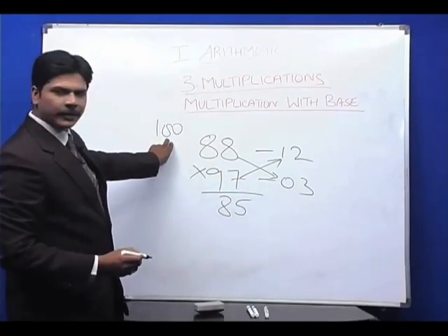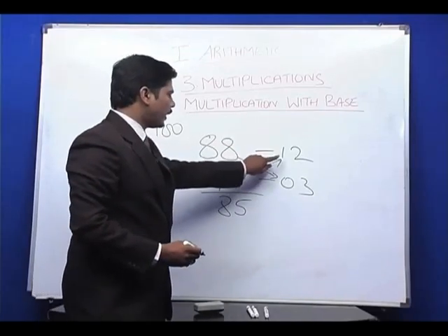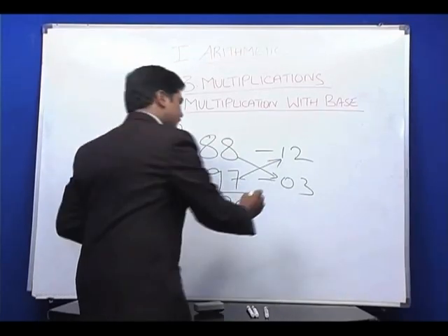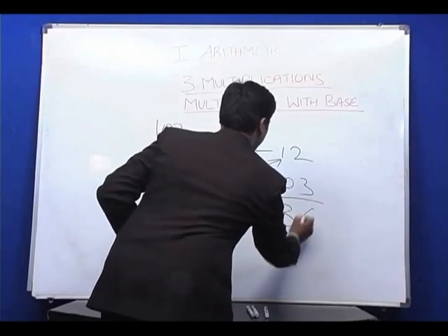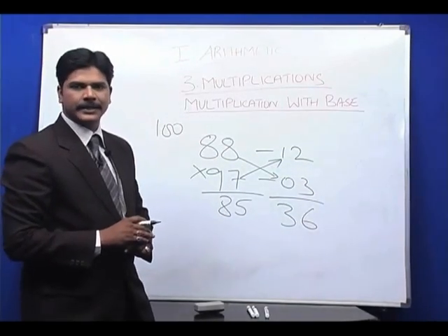Now how to get the RHS number? There should be 2 numbers in RHS. And to get the RHS number, just multiply the complements. Minus 12 times minus 3, you get plus 36. So just write 36 there. So when you multiply 88 times 97, you get 8536.